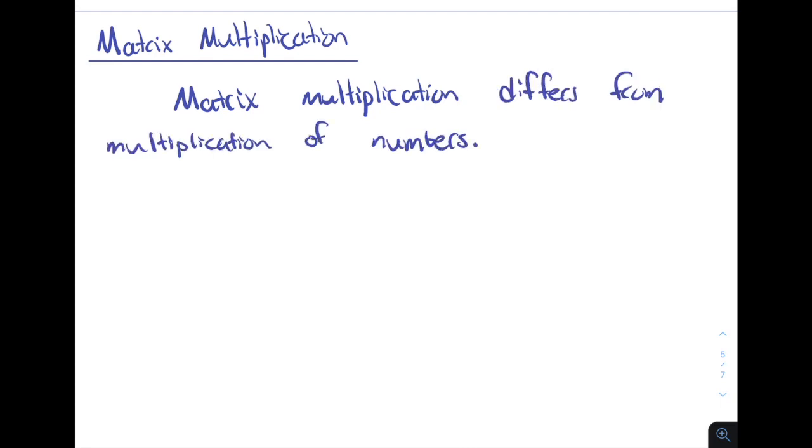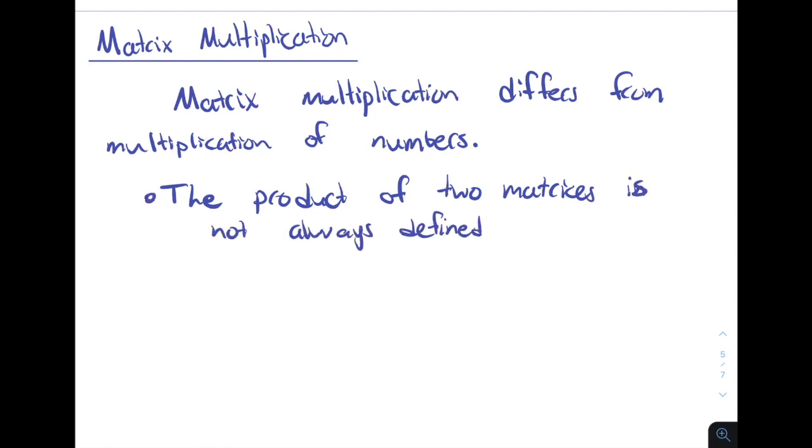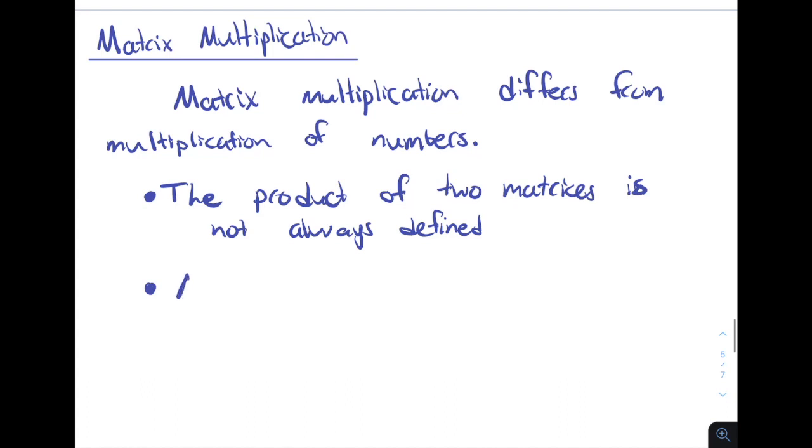One of the strongest differences is that the product of two matrices is not always defined, and that two matrices A times B does not always equal B times A. So in this case, matrix multiplication, the order does matter.